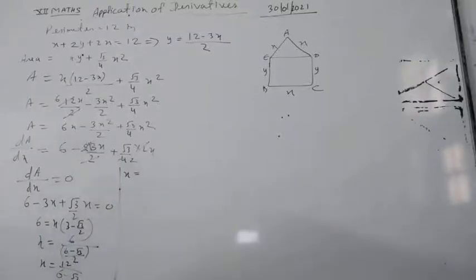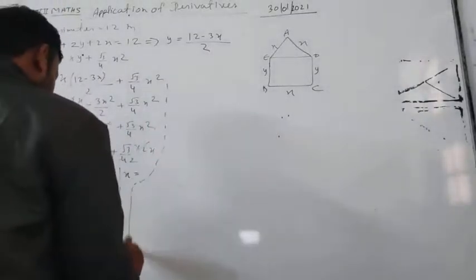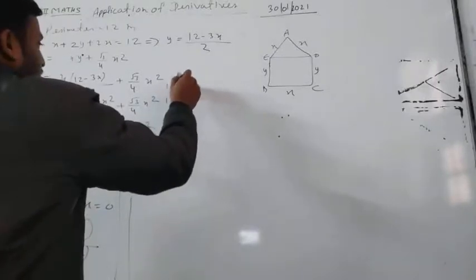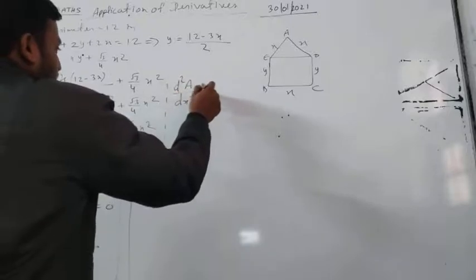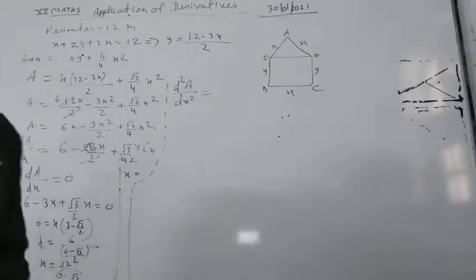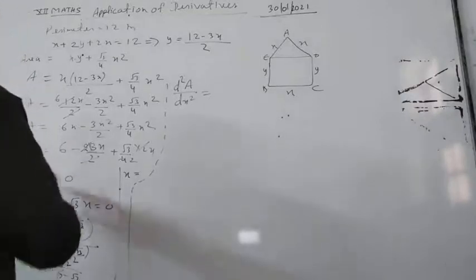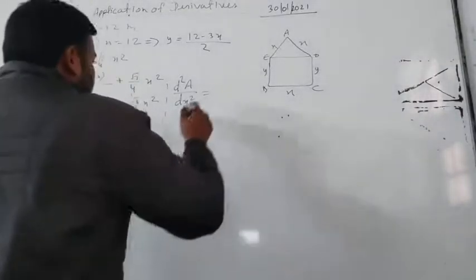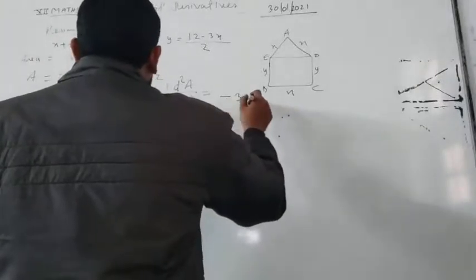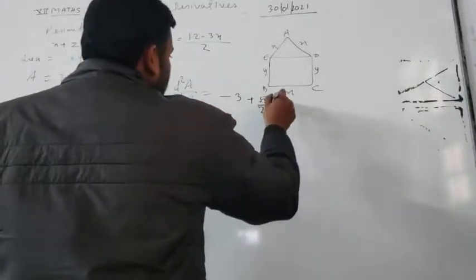Now we can find its second derivative students. So we have to find the second derivative, so its second derivative d²A/dx² will be -3 + √3 by 2 and here is 1.